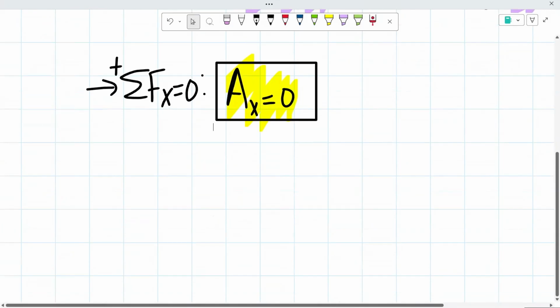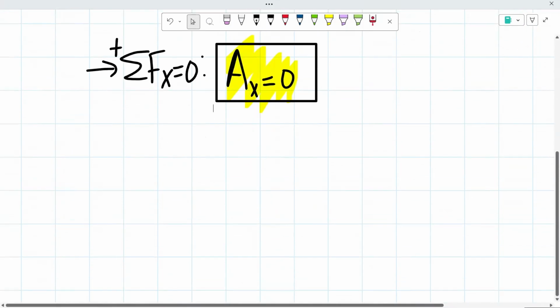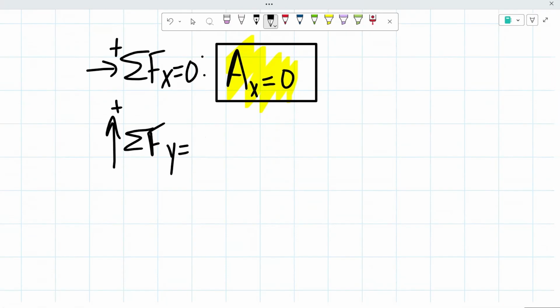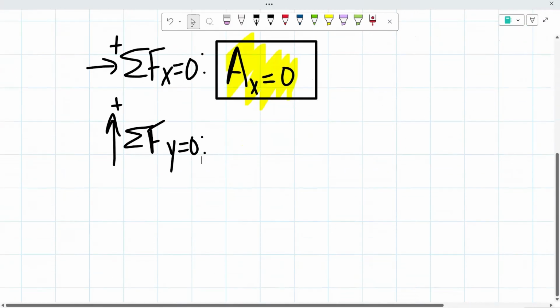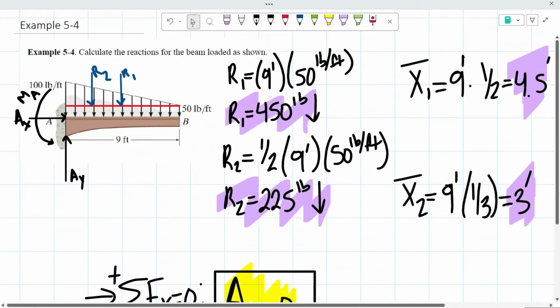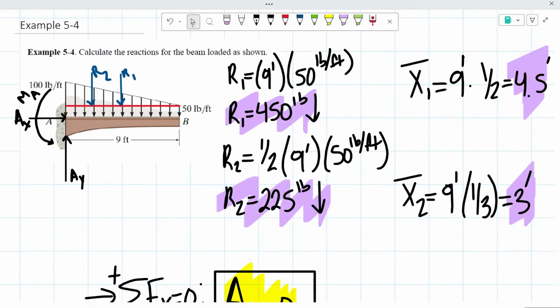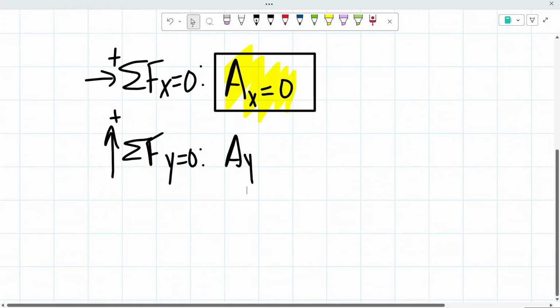Now from there, I'm going to be determining our A sub y. So sign convention, anything going upwards is positive. We know that the sum of our forces in our y direction also have to be equal to 0. So we assume that A sub y is going upwards, so that's positive, A sub y. From there, we have the two concentrated forces that we found, which are both acting downwards, so they're going to be negative forces. So a negative 450 pounds and a negative 225 pounds.